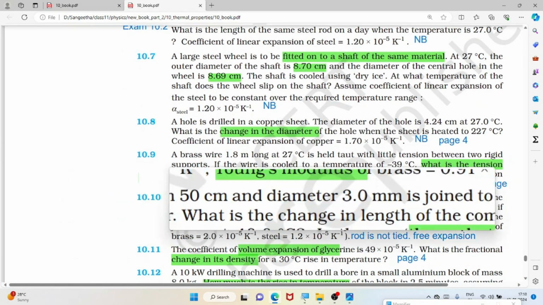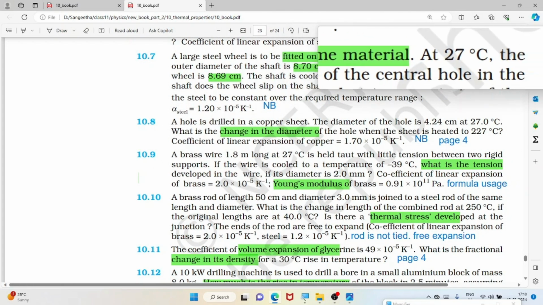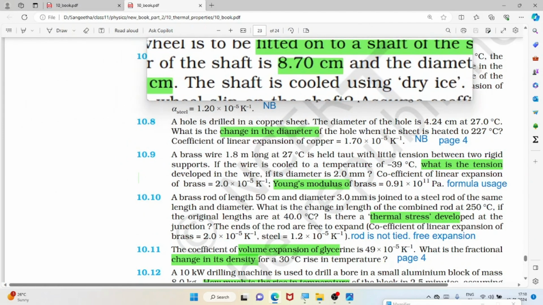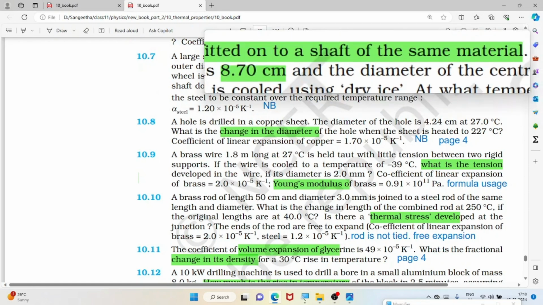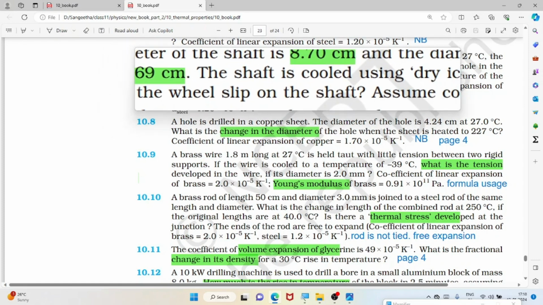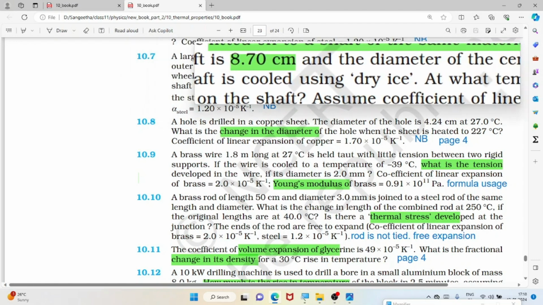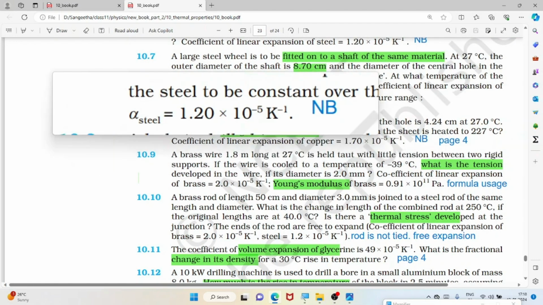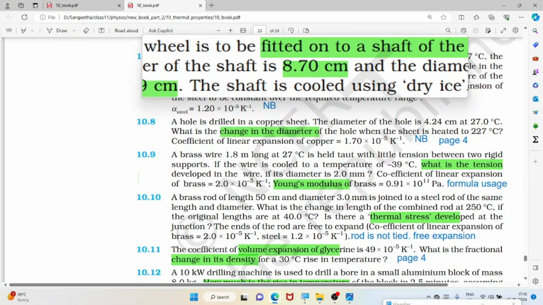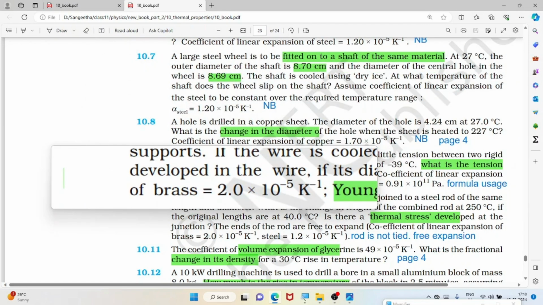A large steel wheel is to be fitted onto a shaft of the same material at 27 degrees Celsius. The diameter of the central hole of this wheel is slightly lesser than the shaft, but the shaft is cooled, so it will come down. This contraction will take place because it is cooled in dry ice. At what temperature of the shaft does this length become equal to this length, so that the wheel will slip onto the shaft?